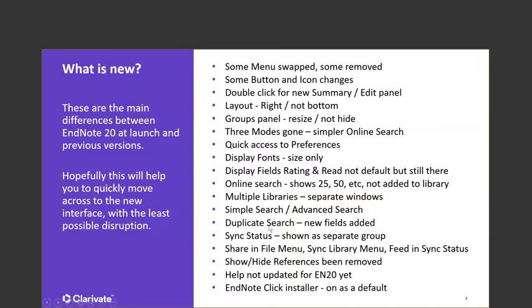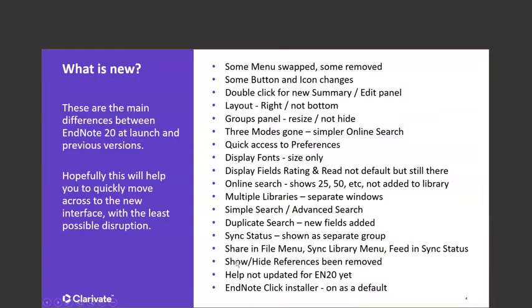As I said, duplicate search has got some new fields added. The sync status is now completely into a separate group that you can call up and see on the screen much more obviously. It was a little bit hidden before. The various features have moved around within the menus that I've said. So a couple of highlights here. I'll cover some more on the next slide.